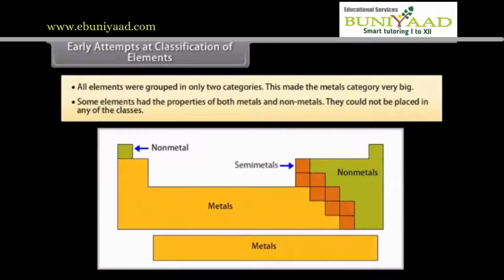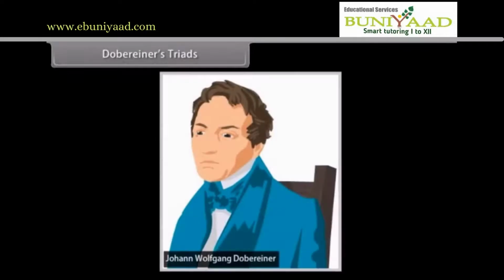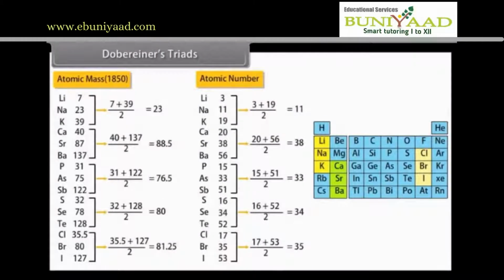This increased the need to identify some kind of pattern or regularity in the properties of the elements and then classify them. Dobereiner's triads. In 1829, Dobereiner, a German scientist, made groups of 3 elements, each based on their properties. He named them triads. He observed that atomic mass of the middle element of a triad was equal to the arithmetic mean of atomic masses of other 2 elements.